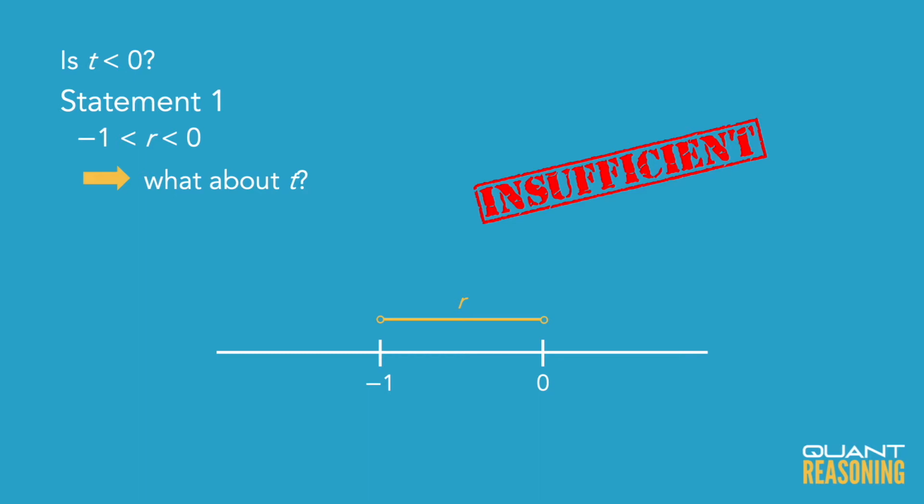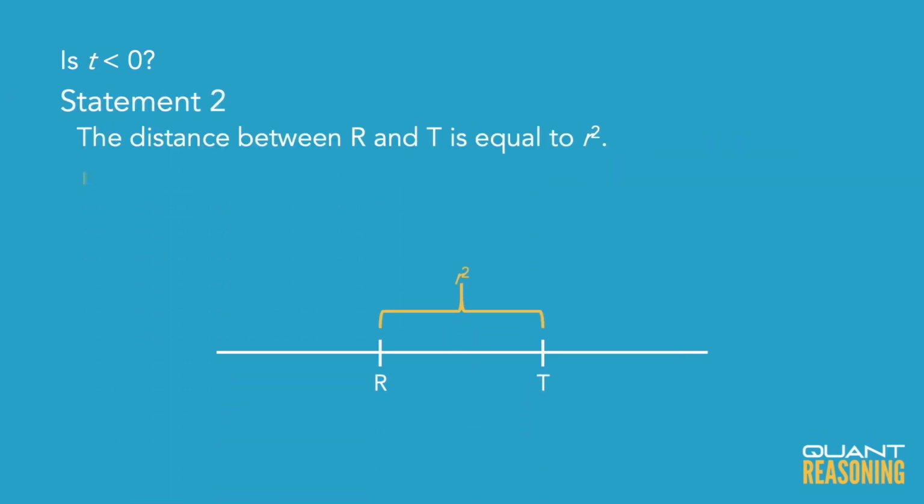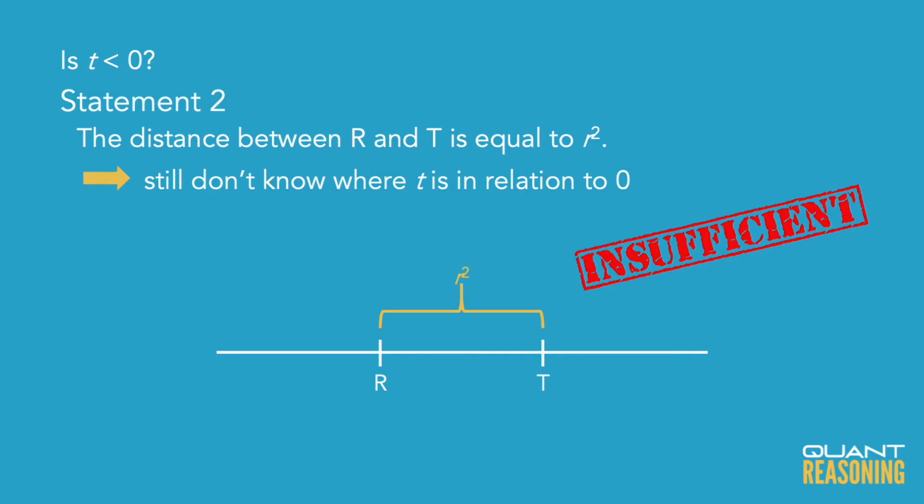And statement 2 talks about the distance between r and t, but knowing the distance between r and t doesn't help me figure out which side of 0 t is on. So neither statement is sufficient on its own, and we're down to C and E. Let's combine the statements right after the intro.